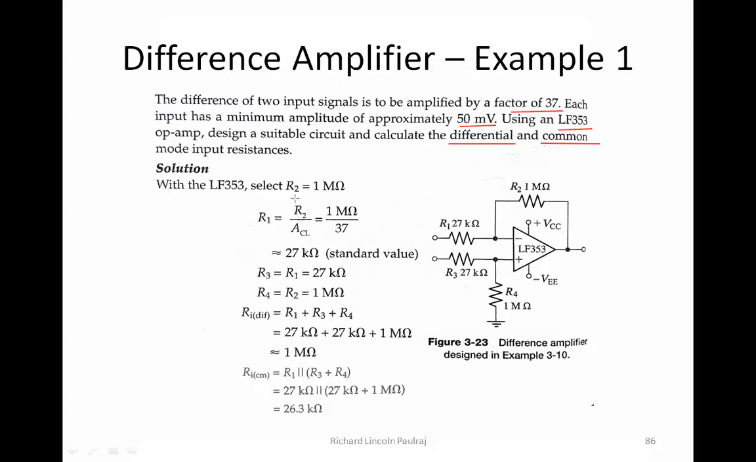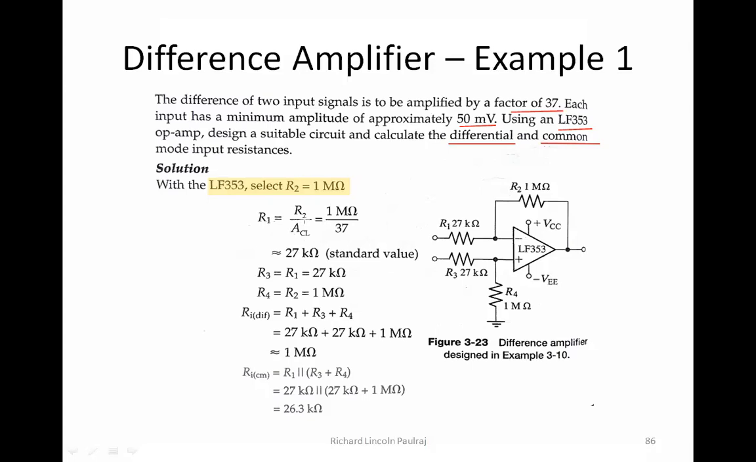Right. So usually what we do for LF353 is we take a high resistance, right? So I am taking this as 1 mega ohm. As I was mentioning to you, R2 and R1 are very much related to the gain, right? R2 by R1 is actually your closed loop gain, ACL, okay?